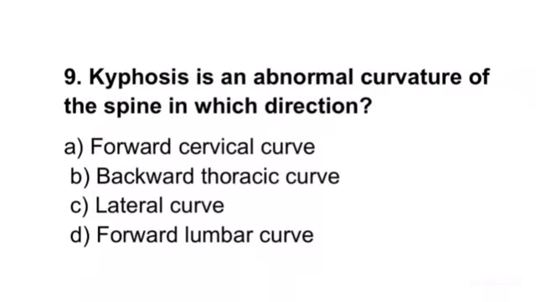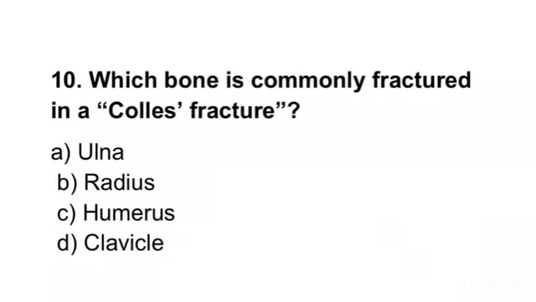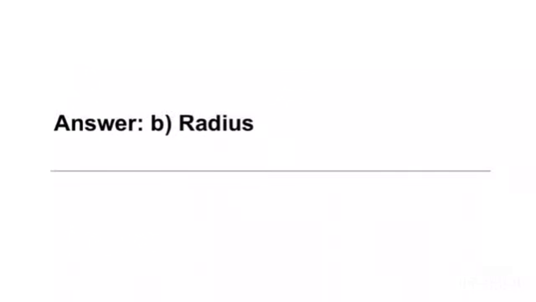9. Kyphosis is an abnormal curvature of the spine in which direction? A. Forward cervical curve. B. Backward thoracic curve. C. Lateral curve. D. Forward lumbar curve. Answer: B. Backward thoracic curve. 10. Which bone is commonly fractured in a Colles fracture? A. Ulna. B. Radius. C. Humerus. D. Clavicle. Answer: B.